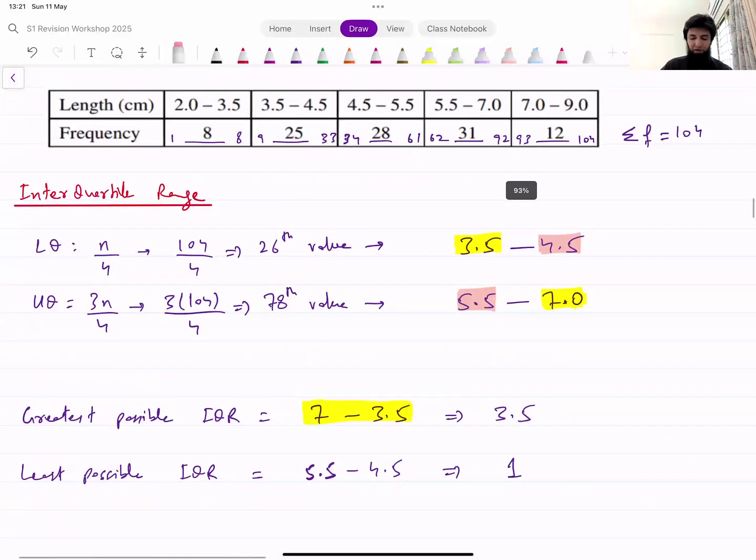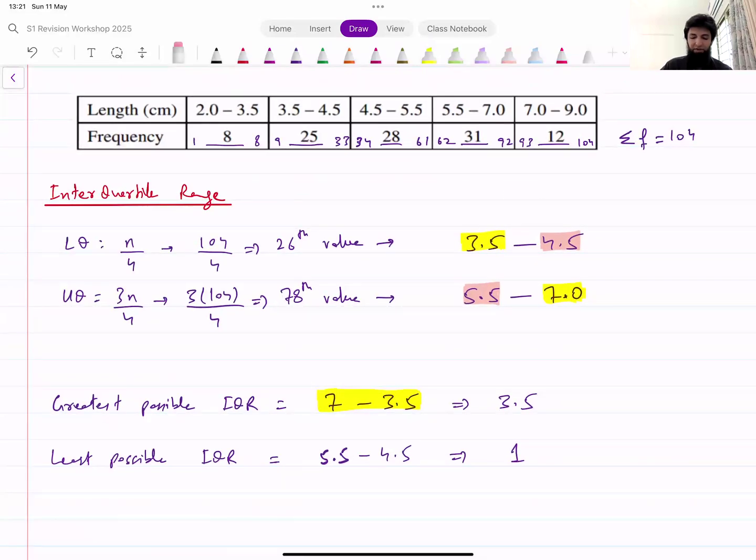Interquartile range as well. For interquartile range, they will ask you to find the maximum possible value of interquartile range and the minimum possible value of interquartile range. Okay, how do you do that? You first of all find in which interval the lower quartile is and in which interval the upper quartile is. You can use n/4 and 3n/4. n/4 is 26.